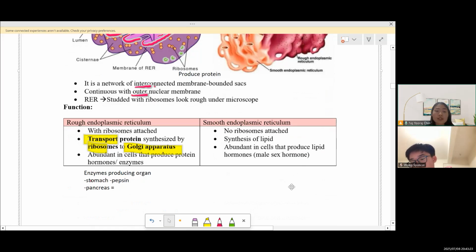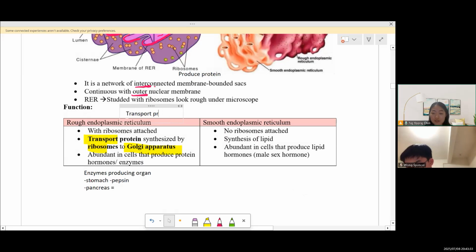Just remember that the rough endoplasmic reticulum helps to transport protein. That means it does not produce protein, it only transports protein. But the smooth endoplasmic reticulum produces lipid. Lipid is very smooth, right? You have touched lipid before, oil, very smooth. So you can memorize it in this way.